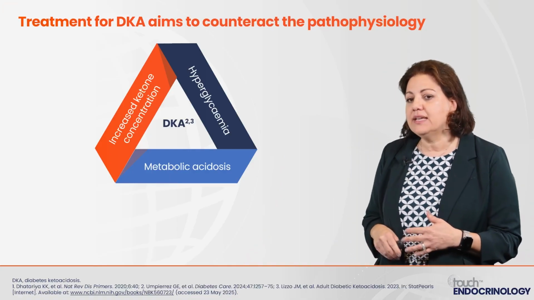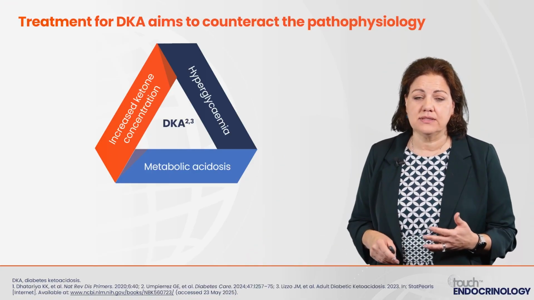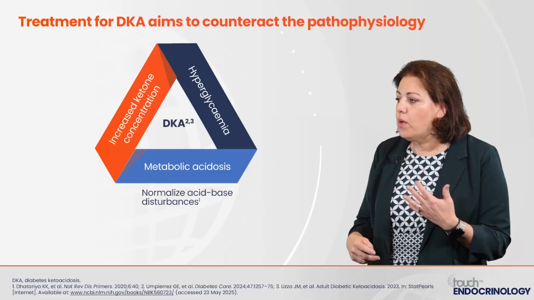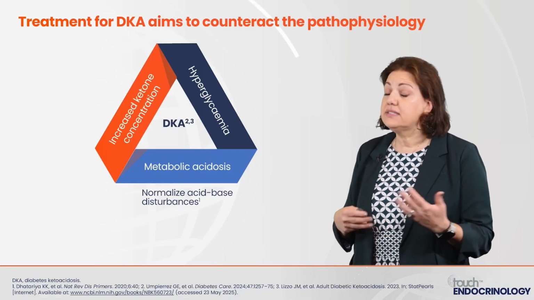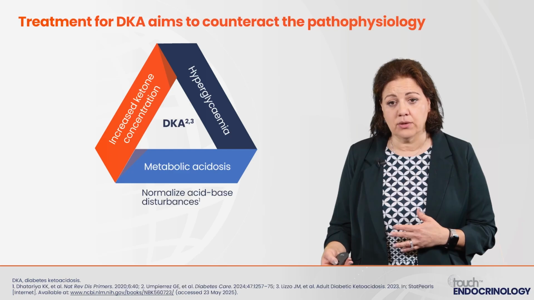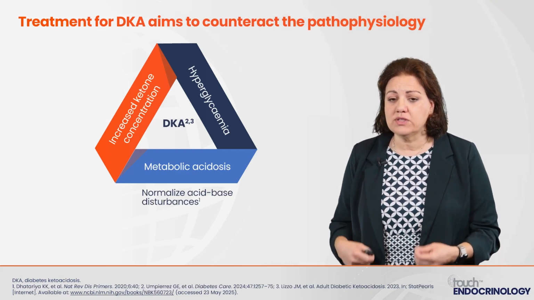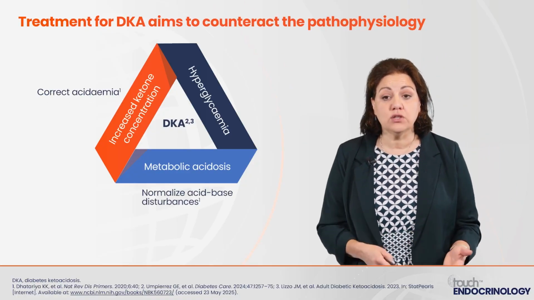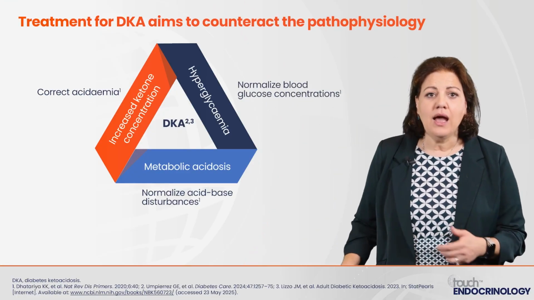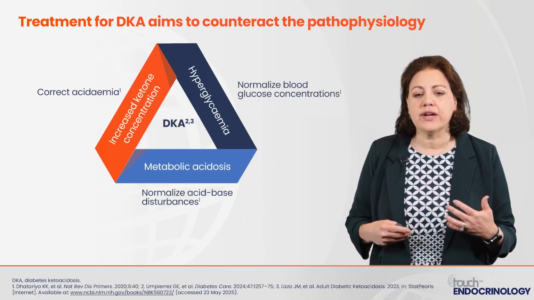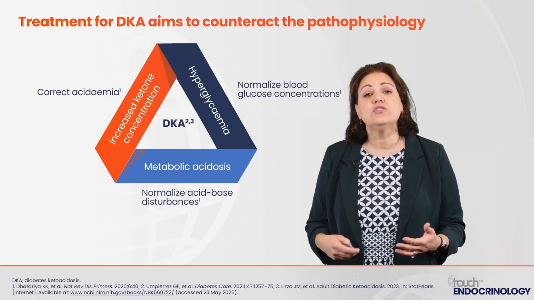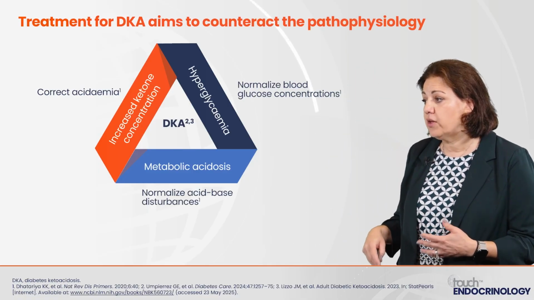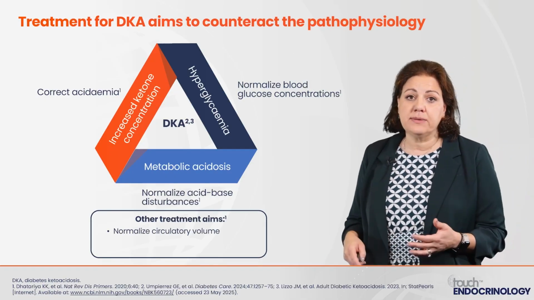So the goal of DKA treatment is to counteract the pathophysiology underlying the event. The biggest thing in my mind is to normalize that acid-base disturbance. And the way we accomplish this is with insulin therapy. So really, the hallmark is going to be starting IV insulin. In some situations, you can use subcutaneous insulin therapy, but insulin therapy is going to be what corrects that acidosis. Now, insulin therapy is also going to normalize glucose levels, but that's really a secondary aim. I'm not working to drive glucose down rapidly, I'm working to correct the acidosis. The other treatment aims are really going to lie around making sure we normalize circulatory volume and we ensure electrolyte replacement as needed.